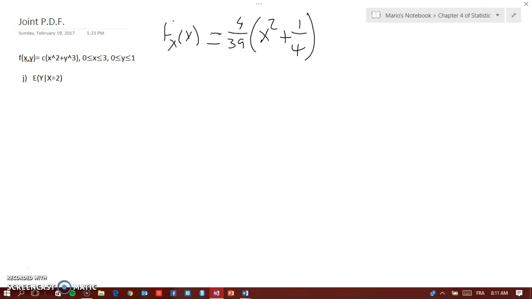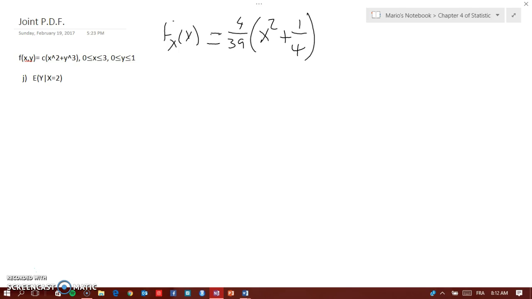I give you this because I already worked it out. So it's not given; you have to work it out. You have to find the marginal PDF of x and of y. But here we have to find the expected value of the conditional probability.